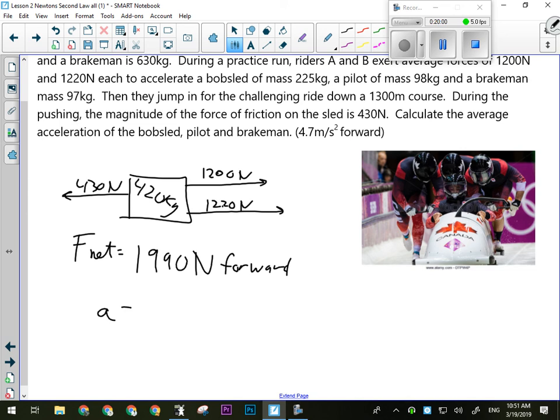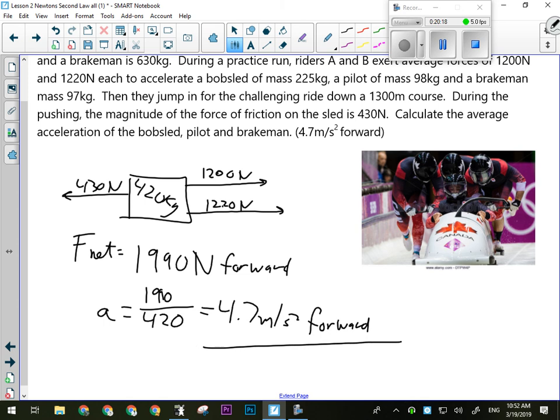So now we can calculate the acceleration. It'll be our net force, 1,990 newtons, divided by our mass, 420 kilograms. That'll give us 4.7 meters per second squared forward. Okay, everybody all right with that? So sometimes it's not about the math. The math of this question was not difficult at all. Okay, it's the reading comprehension and making sure we get the right information and attack the question from the right angle. Okay, that can be kind of tricky sometimes.